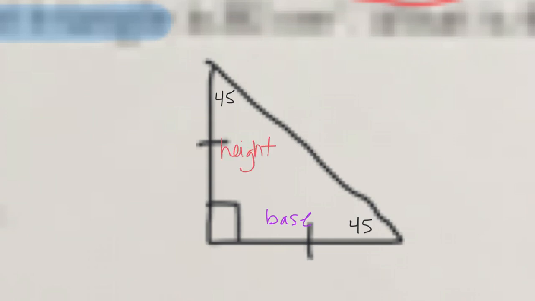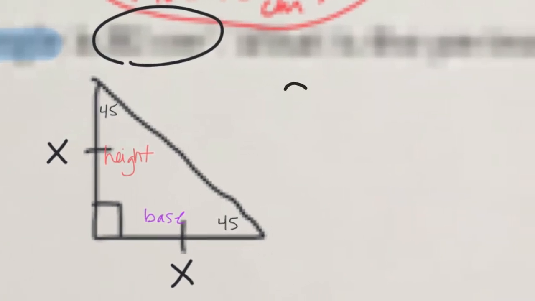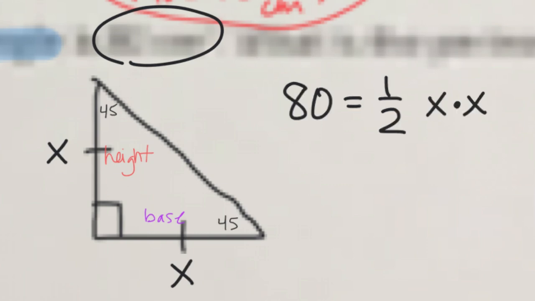But what is true about the base and the height for an isosceles right triangle? They are the same thing. So because we need a variable, we're going to call them both x. So if the area is 80, we set up our formula. 80 equals 1/2 of base times height, 1/2 of x times x. Okay, this is only good for an isosceles right triangle. If it's a regular isosceles, this is not appropriate. Only for an isosceles right triangle.